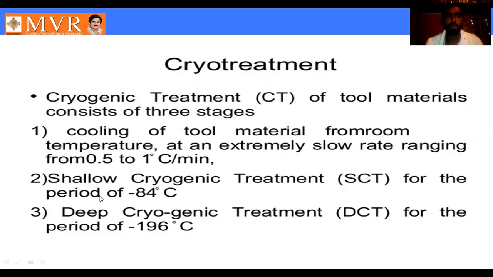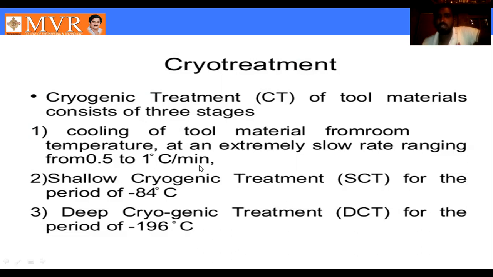The first stage is cooling of the tool material from room temperature at an extremely slow rate ranging from 0.5 to 1 degree centigrade per minute. So cooling of the tool material is very important. When we are heating and cooling the material, we are cooling from room temperature at an extremely slow rate, ranging from 0.5 to 1 degree centigrade per minute.